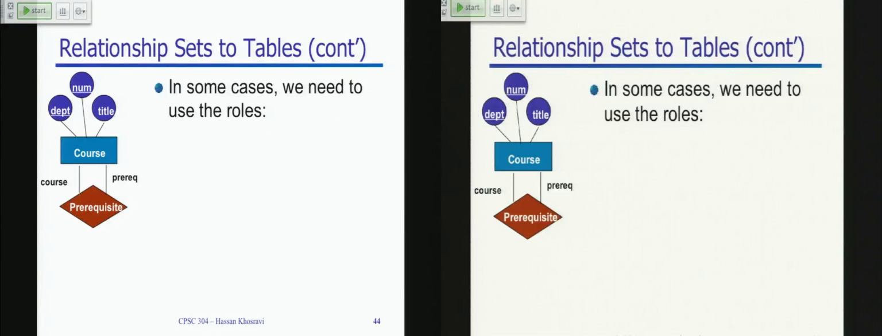Let's see how we can translate a relationship where an entity is in a relationship with itself. How can we translate that into a table? So assume we have a table for course, which has department number and title, and now we want to do a table for prereqs to capture this information.